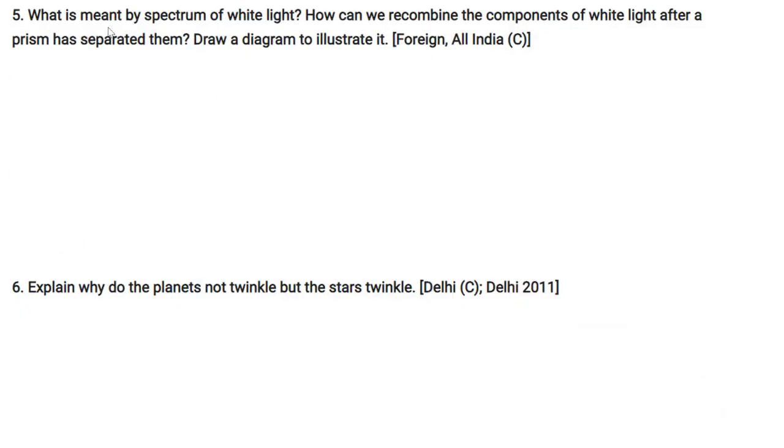What is meant by spectrum of white light? How can we recombine the components of the white light after a prism has separated them? Draw a diagram to illustrate it.